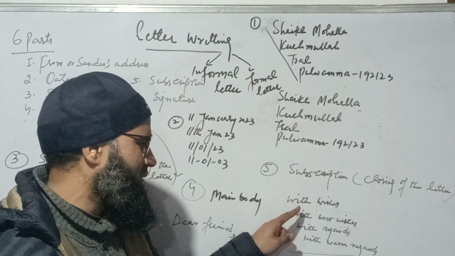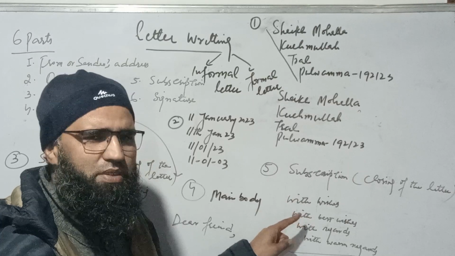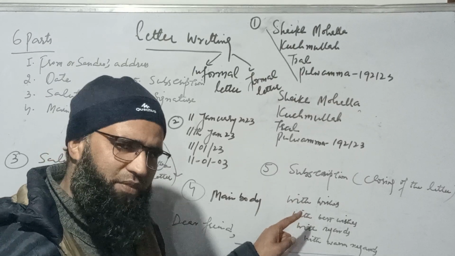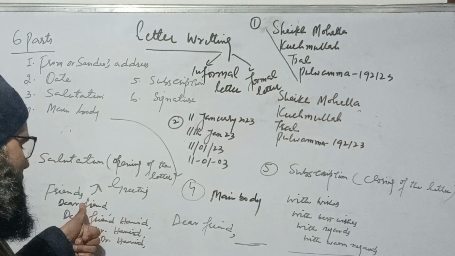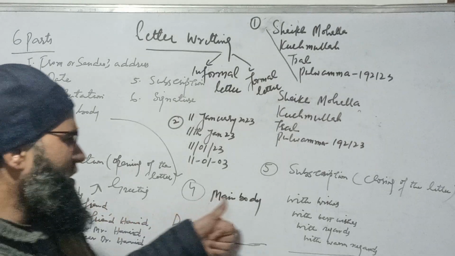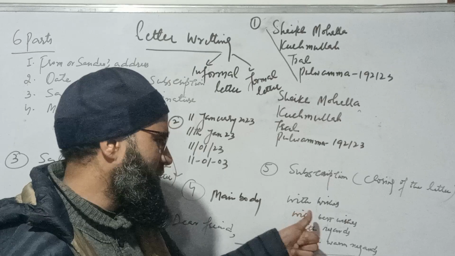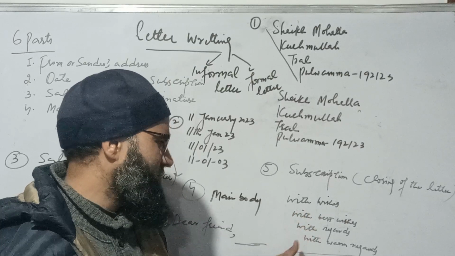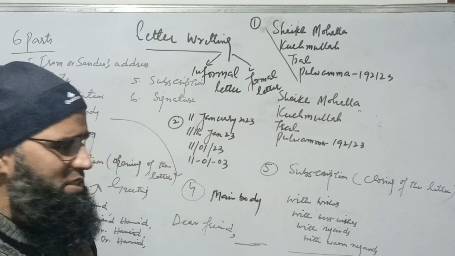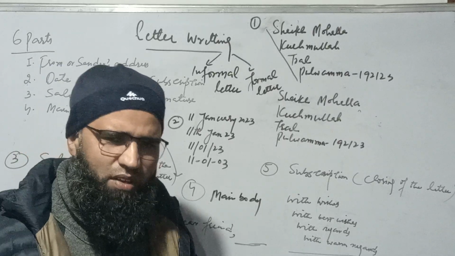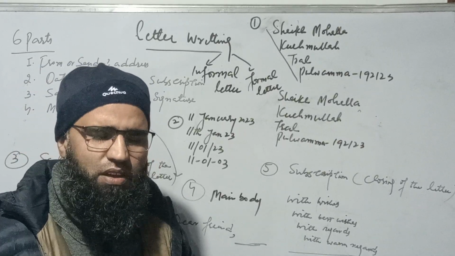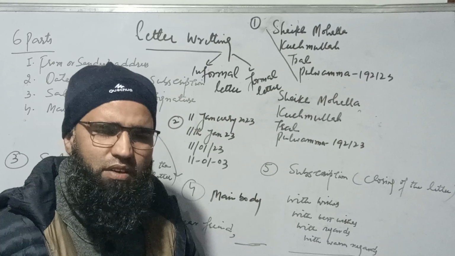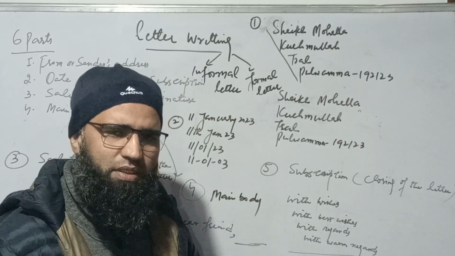These four subscription parts are mainly for the purpose of friends only. Suppose you want to write to any kind of friend, then you have to put: with wishes, with best wishes, with regards, with warm regards. So in the subscription part, you have to keep in mind whether the letter is written to a friend or any kind of relative, or sir or ma'am, if you have a private relation with them.